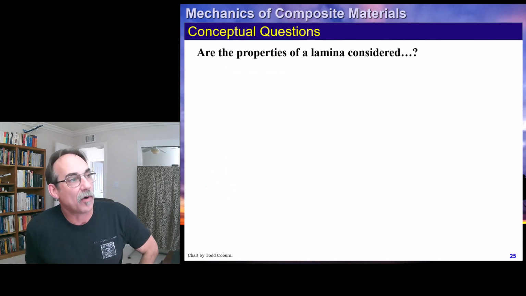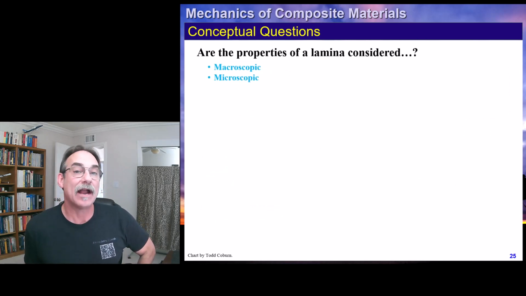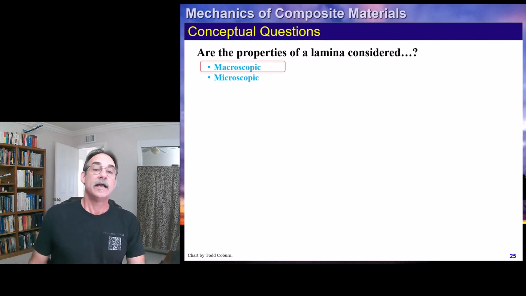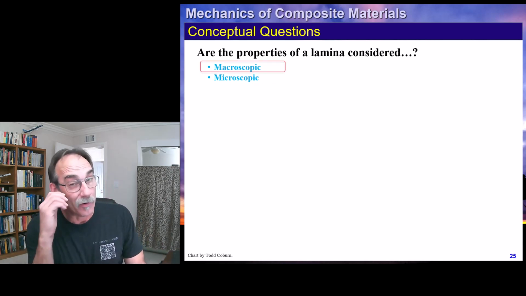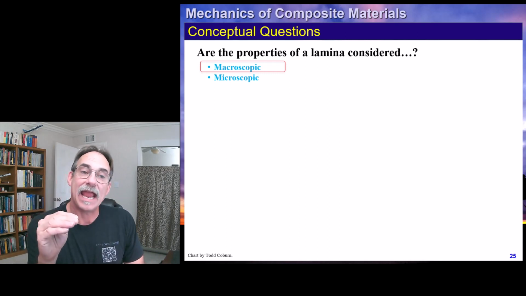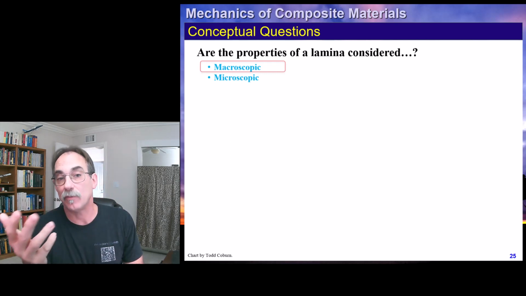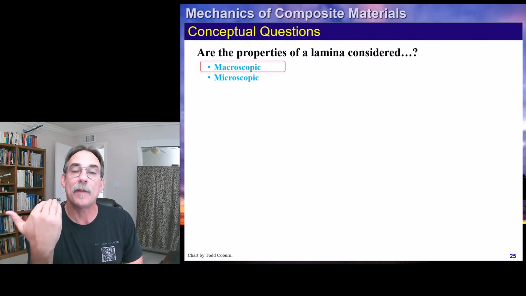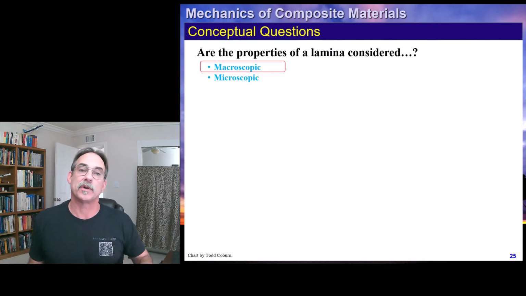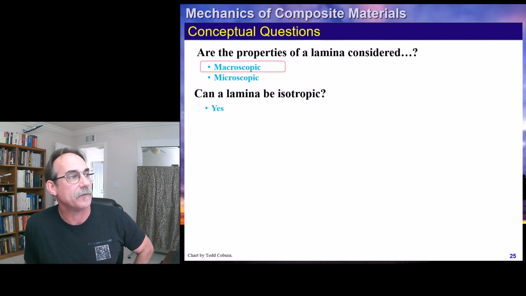Are the properties of a lamina considered macroscopic or microscopic? It's macroscopic. Remember, the lamina has fiber and matrix, and when we deal with the properties of those to estimate the lamina properties, we call that micromechanics analysis. But the properties of the lamina itself, once we have those, we call that macroscopic analysis. We're going to be using that in our classical lamination theory.